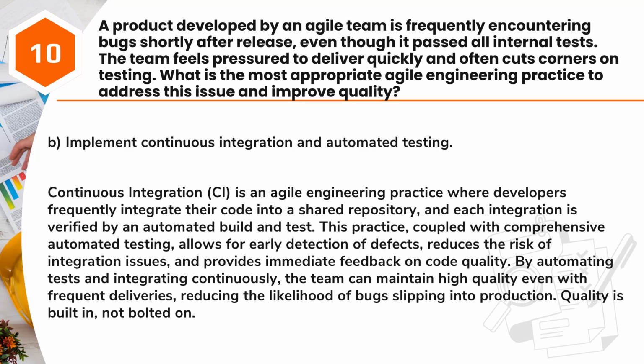Answer: B. Implement continuous integration and automated testing. Continuous integration, CI, is an Agile engineering practice where developers frequently integrate their code into a shared repository, and each integration is verified by an automated build and test. This practice, coupled with comprehensive automated testing, allows for early detection of defects, reduces the risk of integration issues, and provides immediate feedback on code quality. By automating tests and integrating continuously, the team can maintain high quality even with frequent deliveries, reducing the likelihood of bugs slipping into production. Quality is built in, not bolted on.